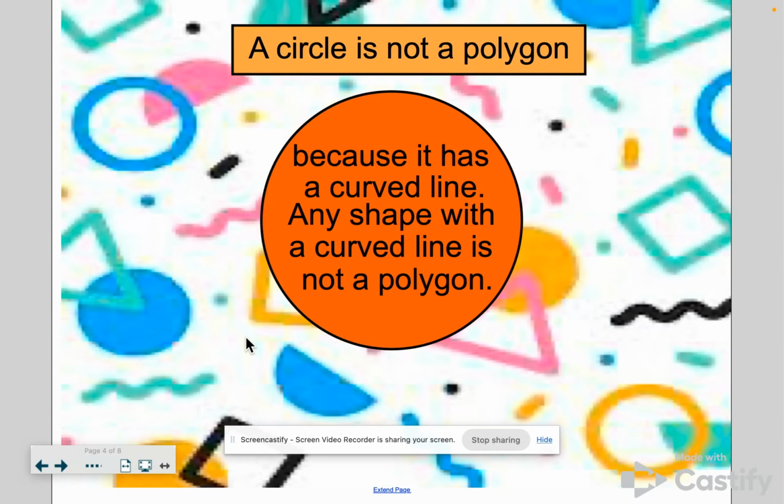A circle is a shape, but it's not a polygon because it has a curved line around its edge. And any shape with a curved line is not a polygon. So circles cannot be a polygon.